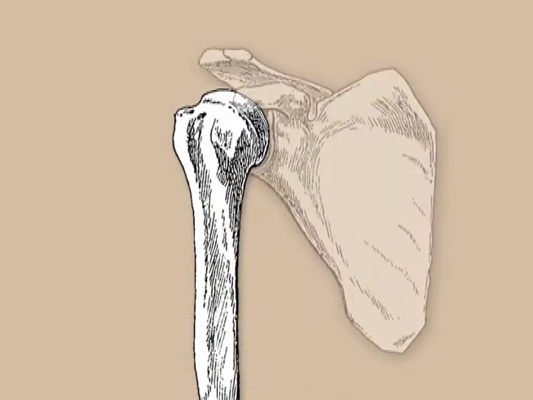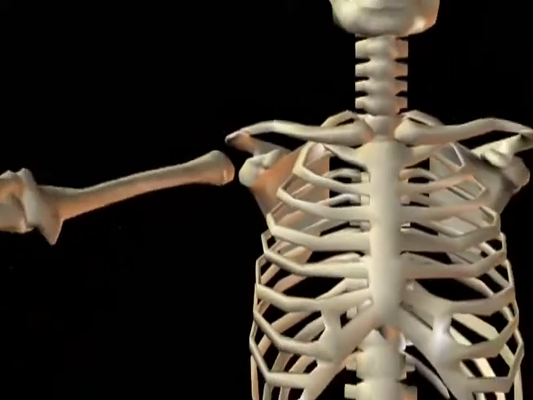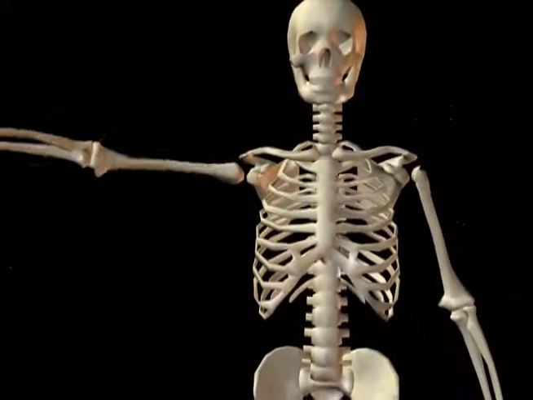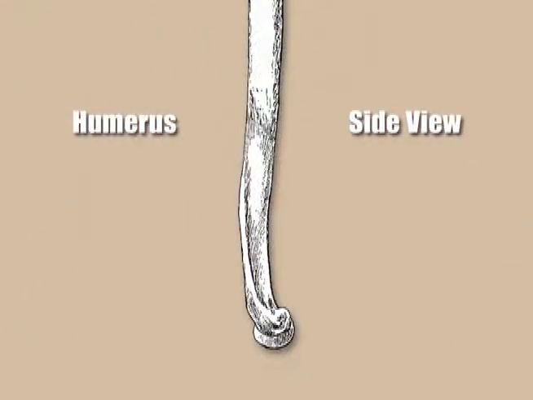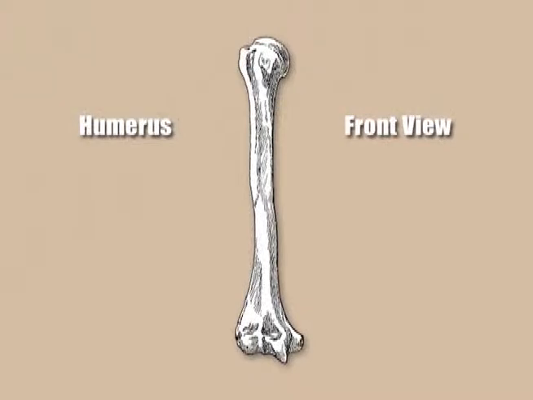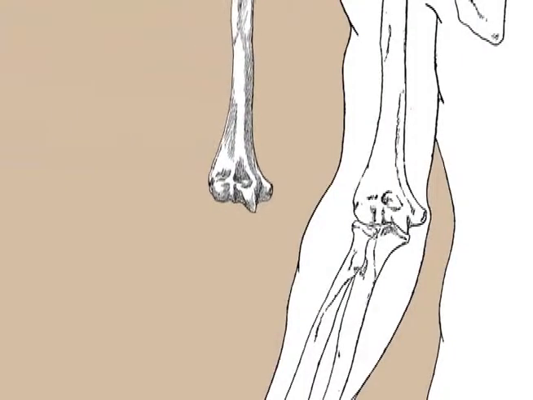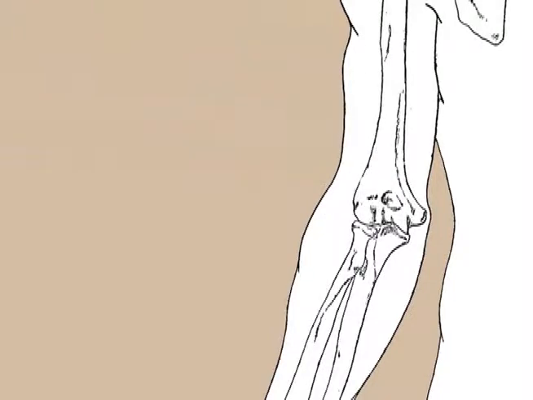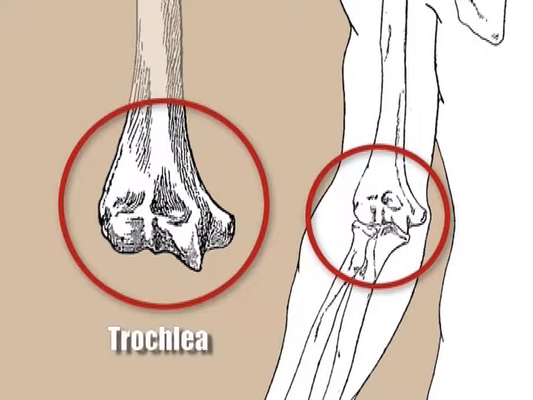The upper end of the humerus, as we described, consists of a ball head which fits into the shoulder socket of the scapula. The lower end appears flat in profile. From the front, it's shaped to accommodate the ulna and radius. The humerus articulates with the ulna via a spool-like contrivance called the trochlea.